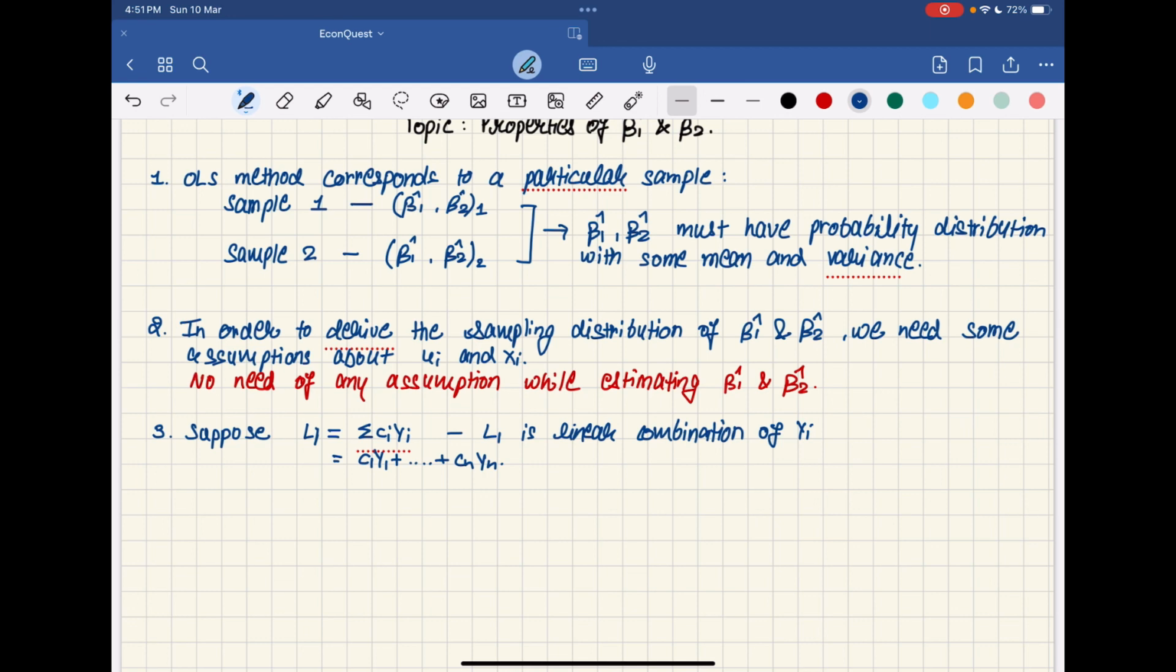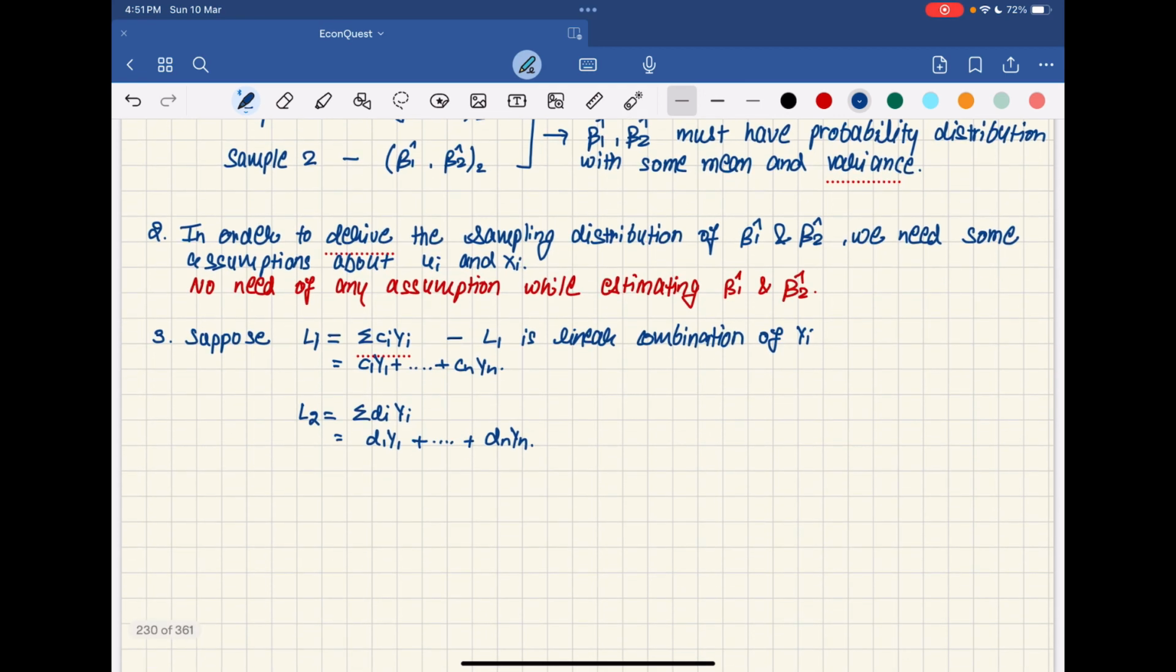Okay, and suppose we have another variable L2 which is also a linear combination of your yi. This is equal to d1 y1 till dn yn.